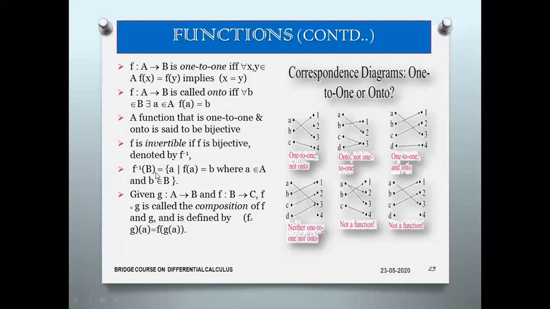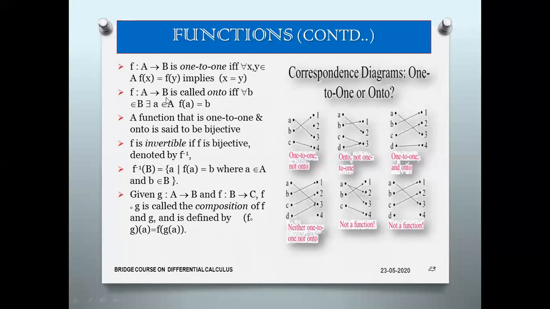So now come to the definition part. I hope you can understand this. F from A to B is 1-to-1 if and only if for every x, y in capital A, f of x equal to f of y implies x should be equal to y. That is, no two elements will have the same image. So if the images are equal, the pre-images also should be equal.